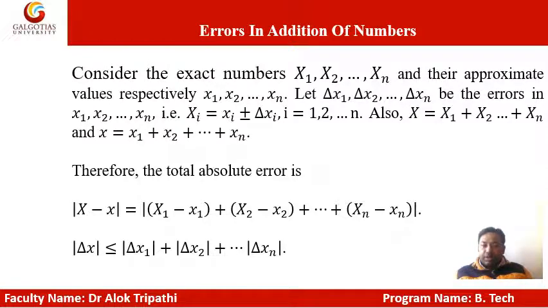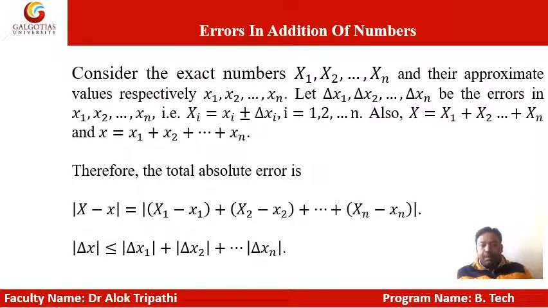Now in propagation of error, we'll see the error in addition of n numbers. Consider the exact numbers X1, X2 and Xn. These are the exact values of n numbers, and their approximate values respectively are x1, x2 and small xn. Let delta x1, delta x2 and delta xn be the errors in these approximate values x1, x2 and xn.